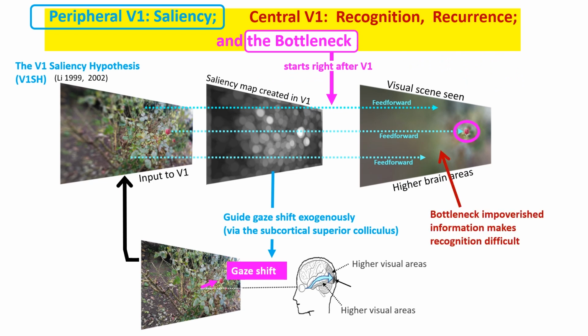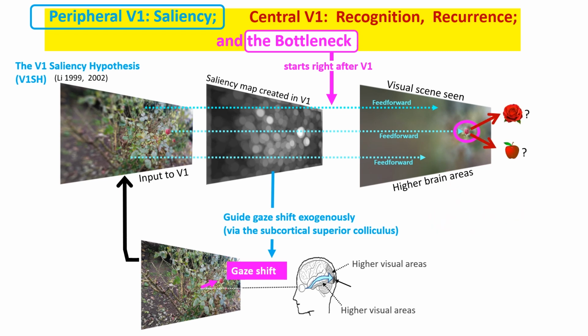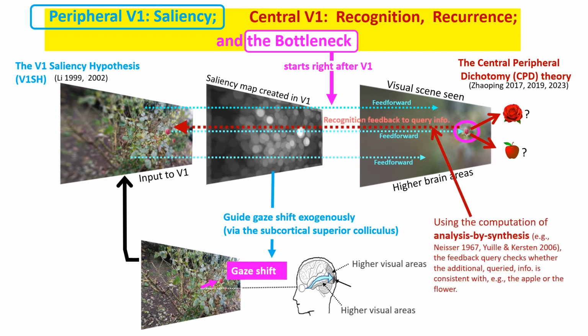The bottleneck makes the information impoverished, so that recognition can be ambiguous. Even in central vision, one may be uncertain, for example, whether this is a red flower or a red apple. More recently, I proposed that central vision can send a feedback to query for additional information, particularly from V1, to resolve the ambiguity. This is as if to look up information from the blackboard.